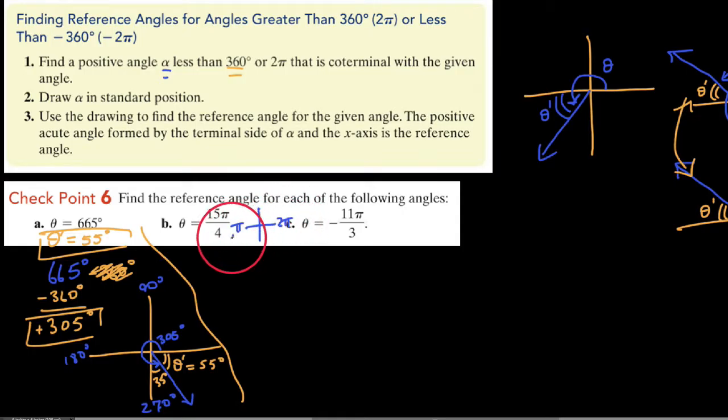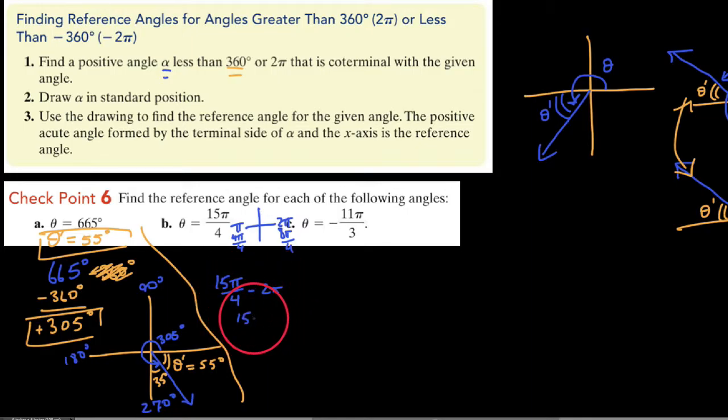But if we were to change this to fourths, we would say this is like 4 pi fourths. That's 1 pi. And this would be like 8 pi fourths. That would be like 2 pi. The idea is that 15 pi fourths would be well over this 2 pi. So what we're going to do is take our 15 pi fourths and subtract off increments of 2 pi radians.